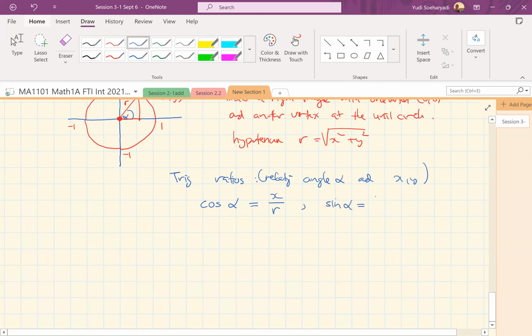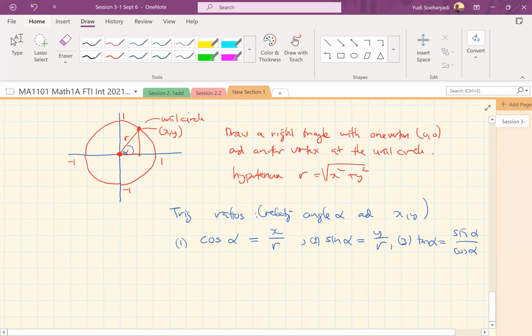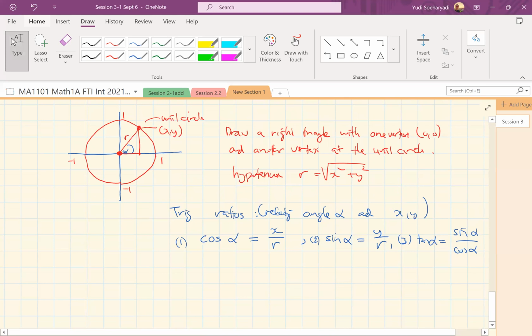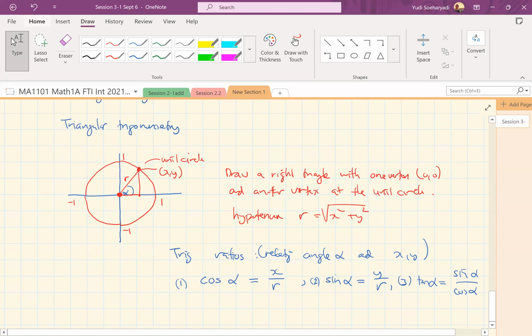And sine alpha is y over r. And the third, what you call tangent, is sine over cosine. The most basic things are cosine and sine. Tangent is the ratio of sine to cosine. So all these are ratios between the base, the height, and the hypotenuse of a right triangle. This is what we call triangular trigonometry, because we start from a circle.